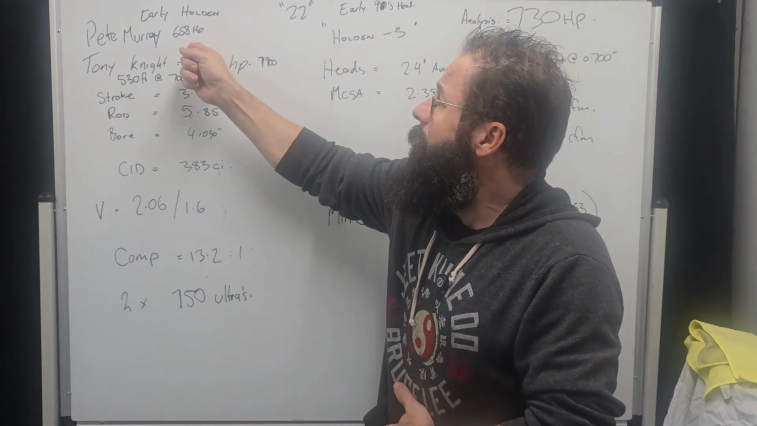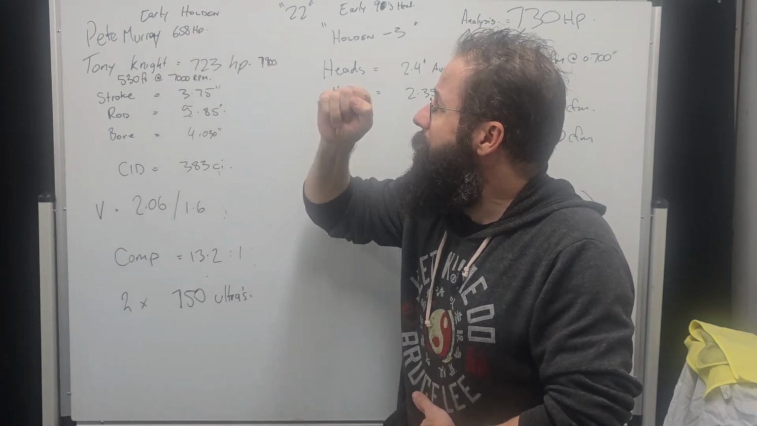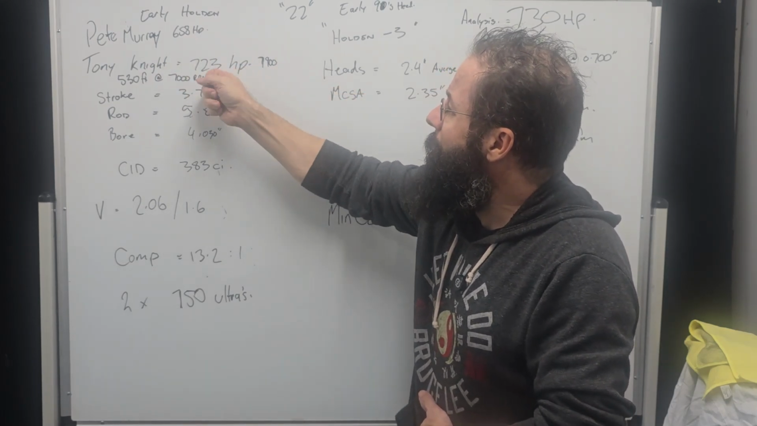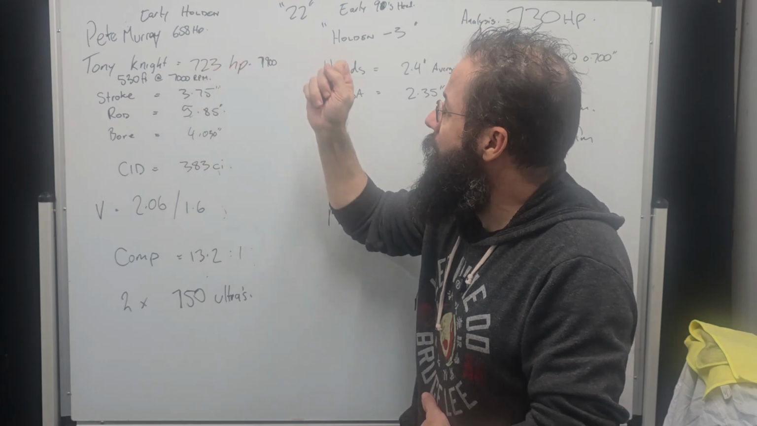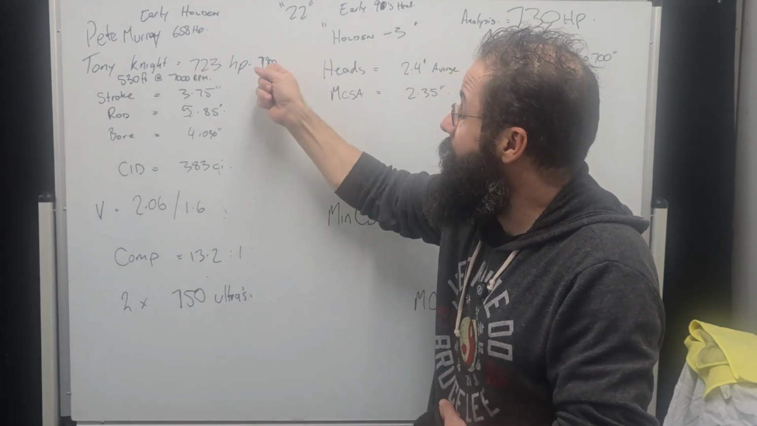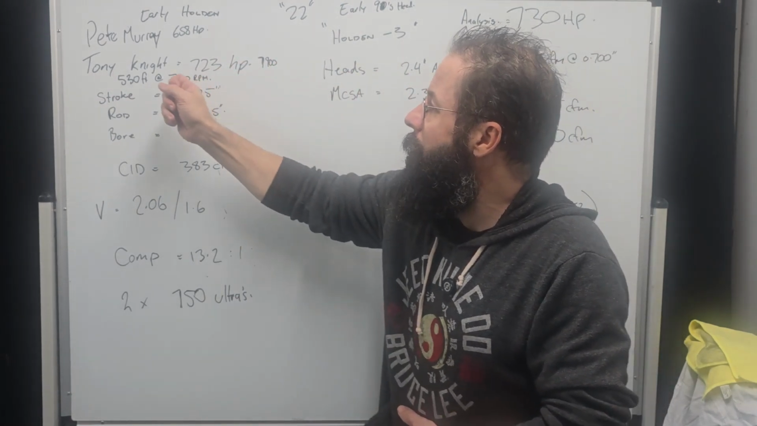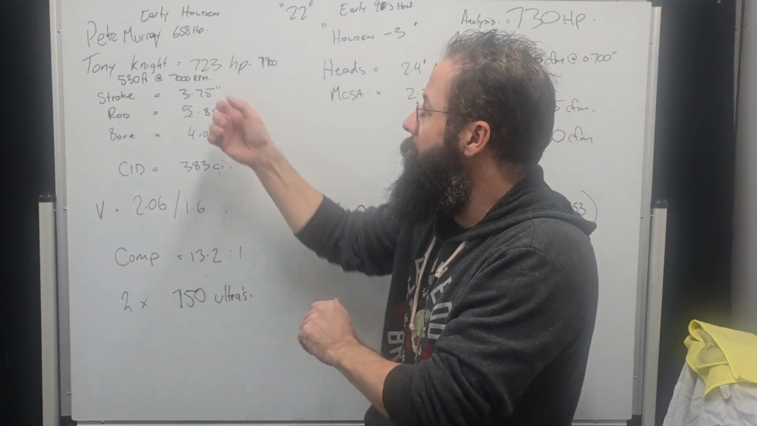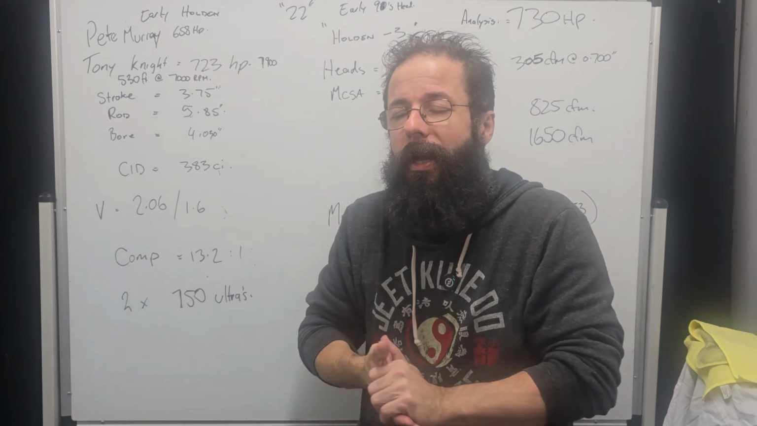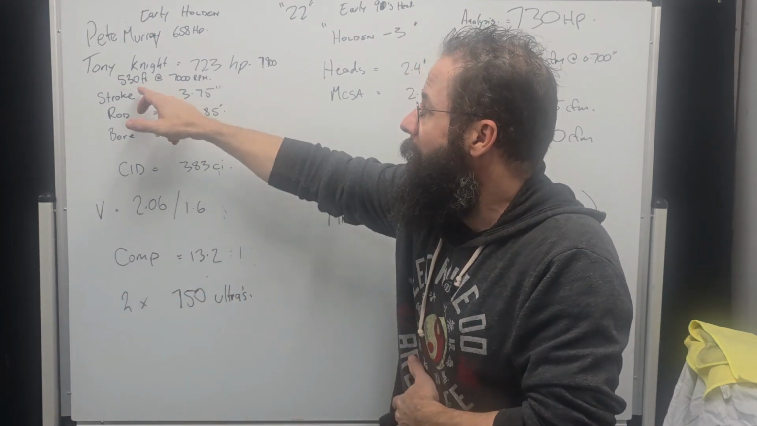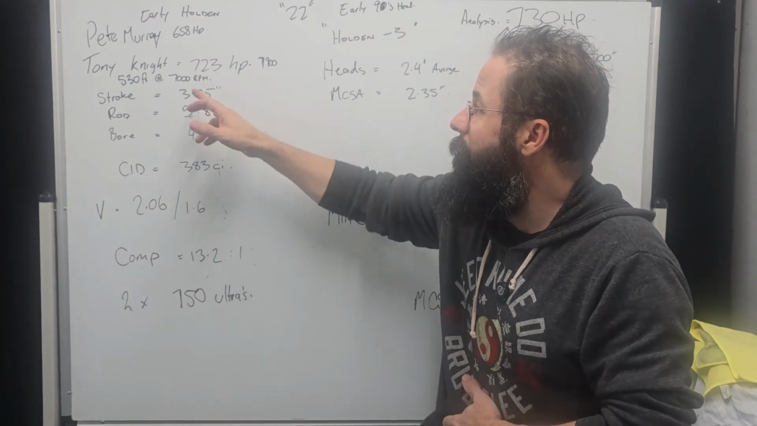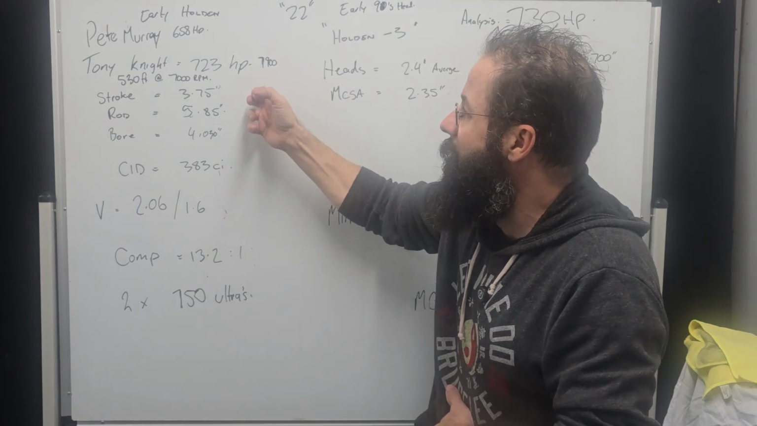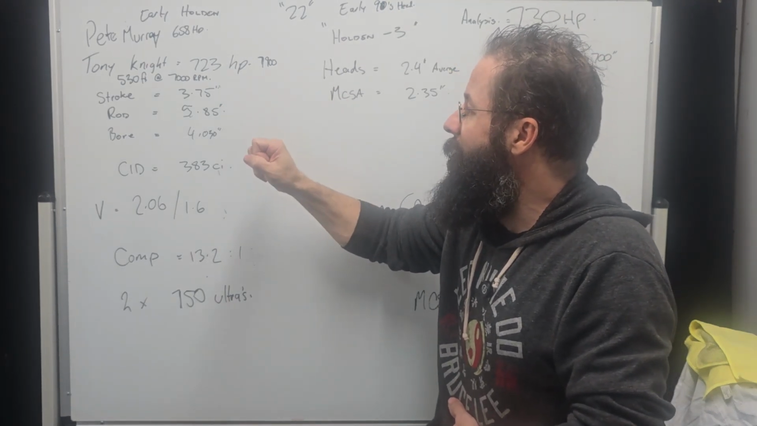originally, I think Pete said it was like 658. Tony's one came up at 723 horsepower at 7.9. And it also carried torque really, really well. Again, showing how good this port is. Your torque generally will tell you how efficient that port is. 530 foot-pounds even at 7,000. So it's basically a 375, 585.